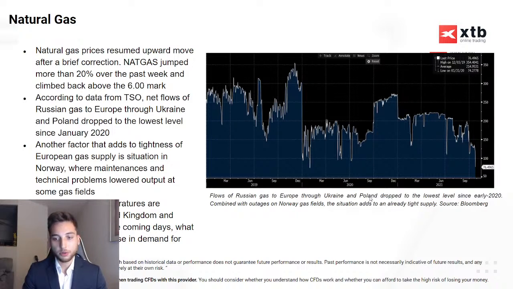Flows of Russian gas to Europe through Ukraine and Poland dropped to the lowest level since early 2020, combined with outages on Norway gas fields. The situation adds to already tight supply. So again, these are issues that could be impacting markets in the coming days moving forward. Keep an eye out for the energy market and how it might impact not just obviously the prices, but then how it could have a larger impact on the overall stock market and sentiment.